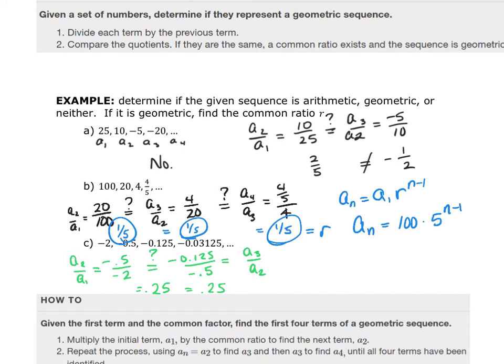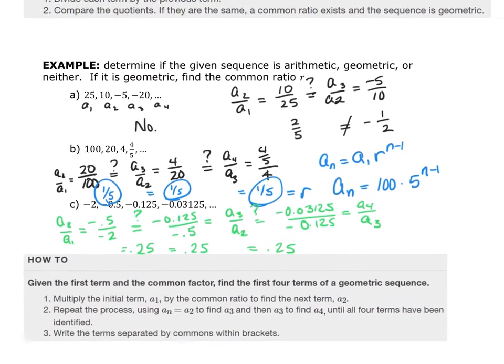And I'll do the last one because we can. And so I'm asking myself, is the last ratio holding up? Which is the negative 0.03125 divided by the negative 0.125, which is a sub 4 divided by a sub 3. This one I'm going to have to get my calculator out, so I'm going to do the negative 0.03125 divided by the negative 0.125, and it is indeed also the 0.25. So this is also a geometric sequence.